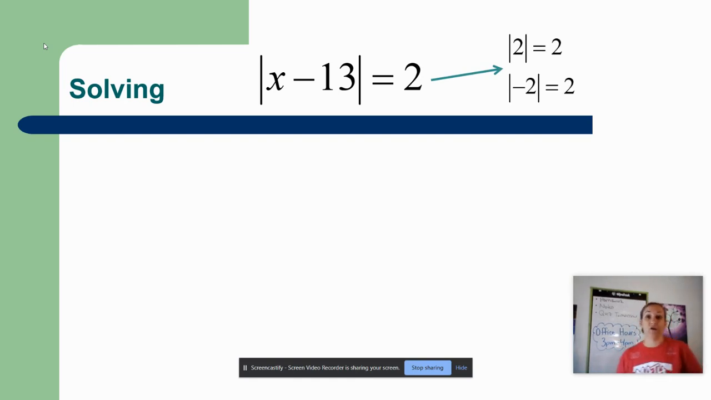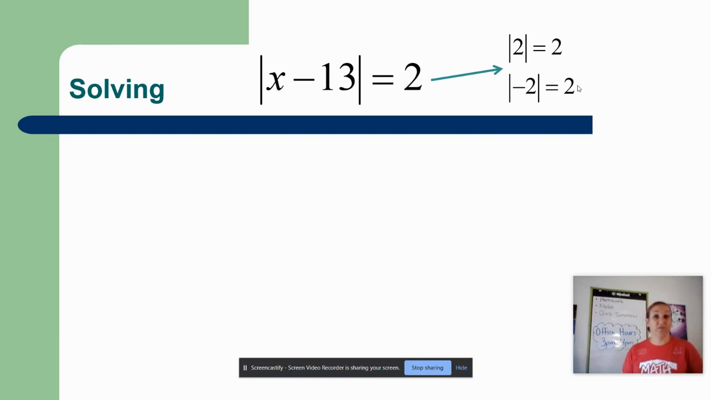The first scenario would be if I take the absolute value of the number 2, it would equal 2. But again, there is a second scenario, and the second scenario is if I take the absolute value of negative 2, well, that would also give me an answer of 2. Since there are 2 scenarios that work for this problem, we can expect this question to have 2 answers.